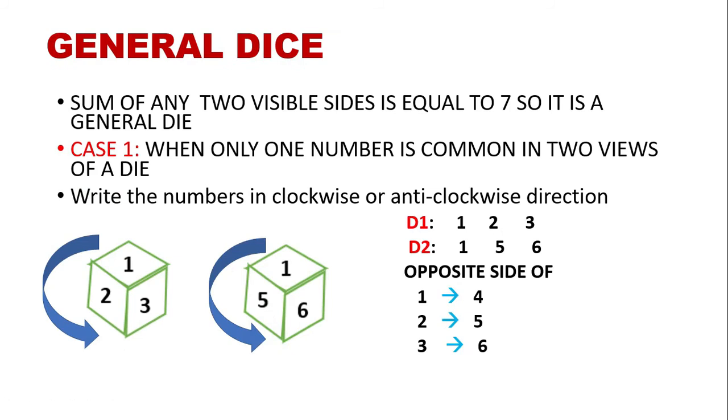If two different dice have a common number, then from that common number we have to write either in anti-clockwise direction or in clockwise direction.